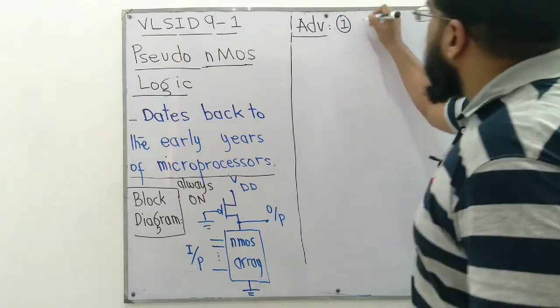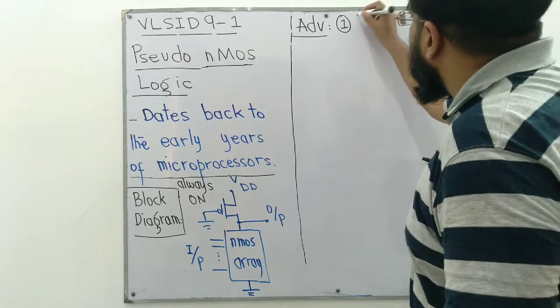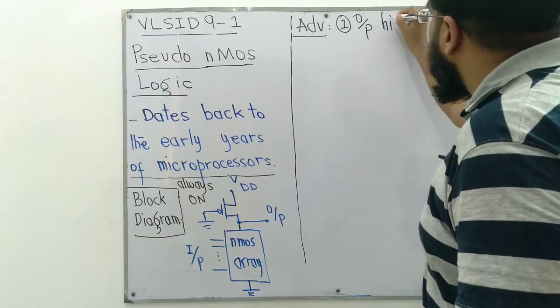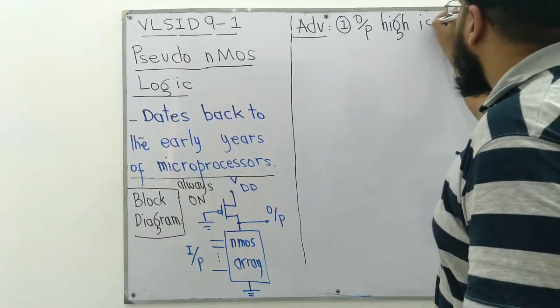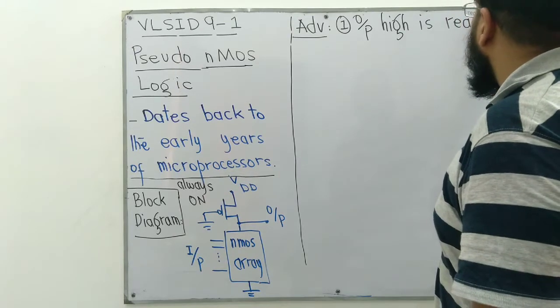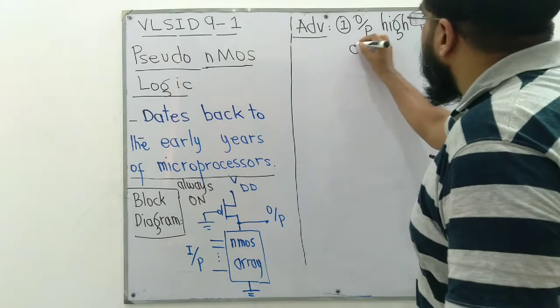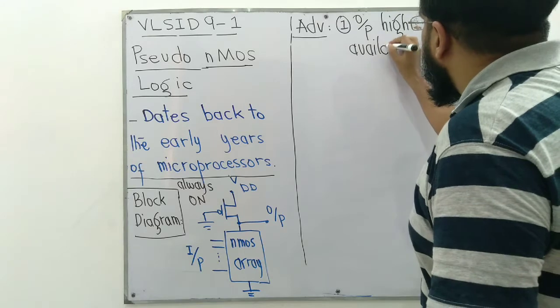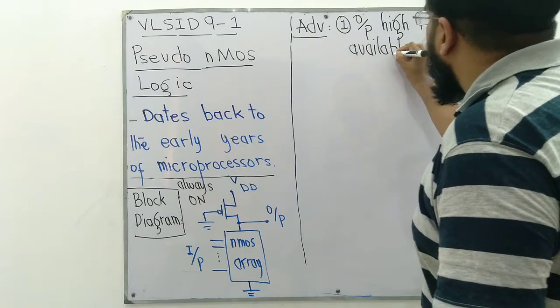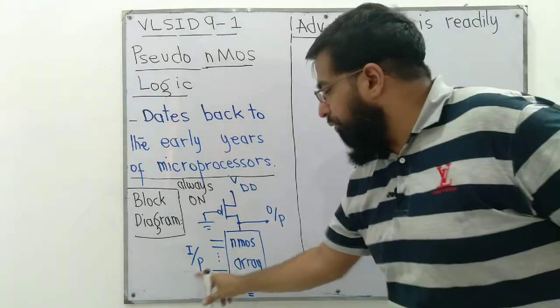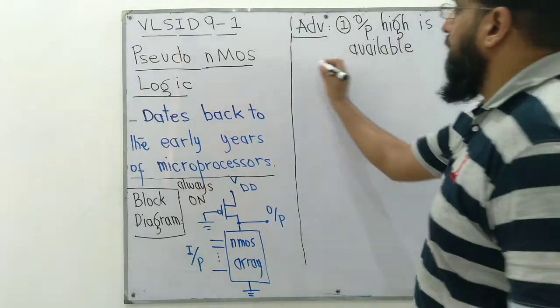Number one, that output high is readily available, so it saves time for input combinations for which the output is high.